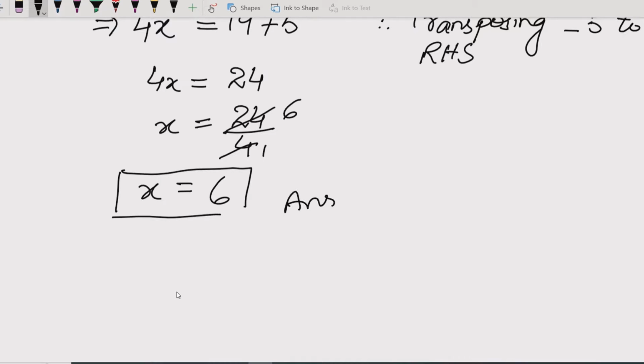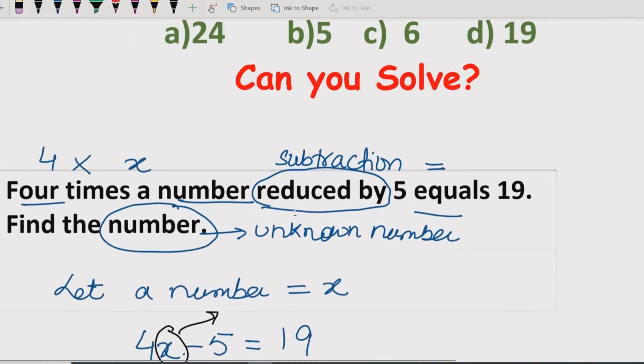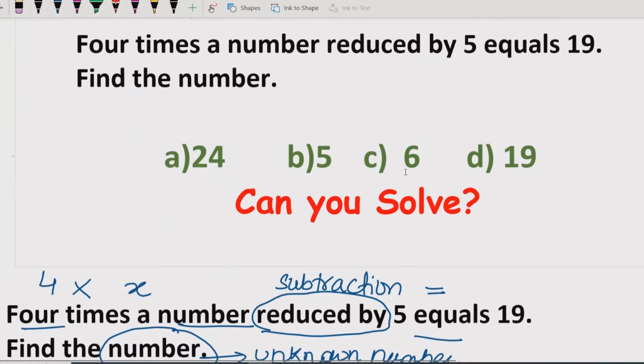So I hope you understand how you can solve this word problem and find out the unknown number. So the correct answer in the answer list is C. So the answer to this question is C.